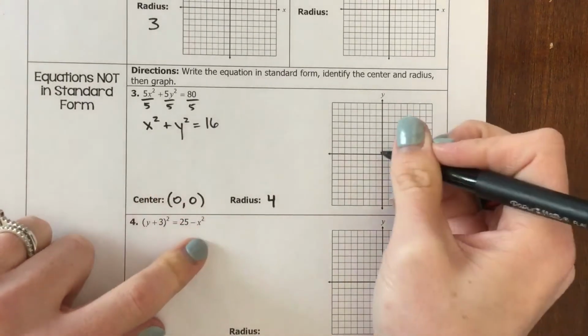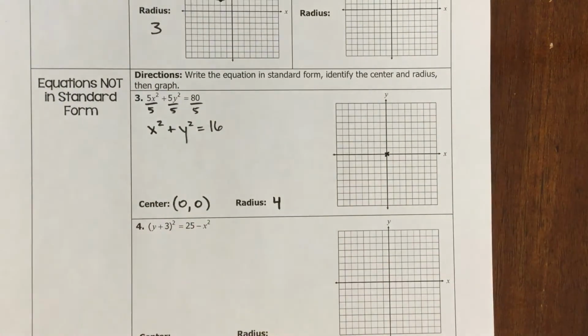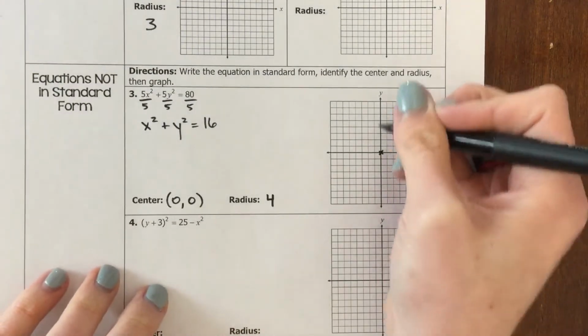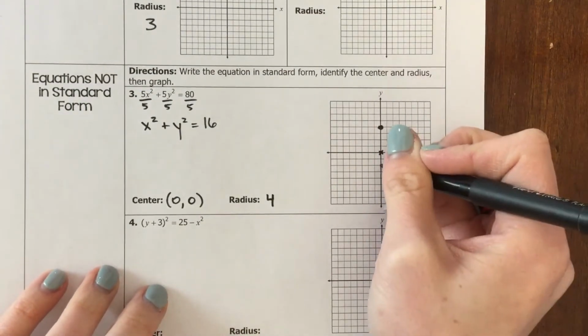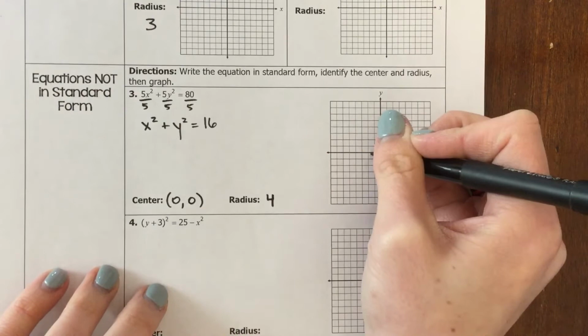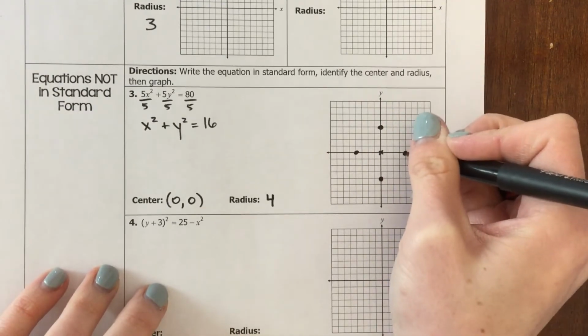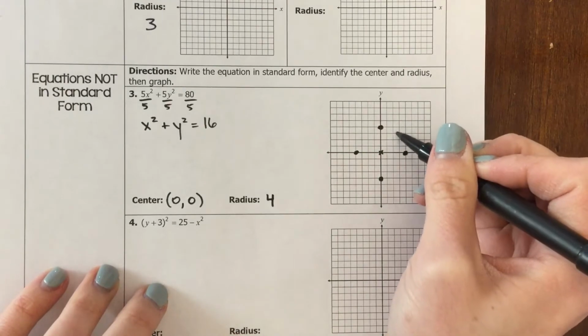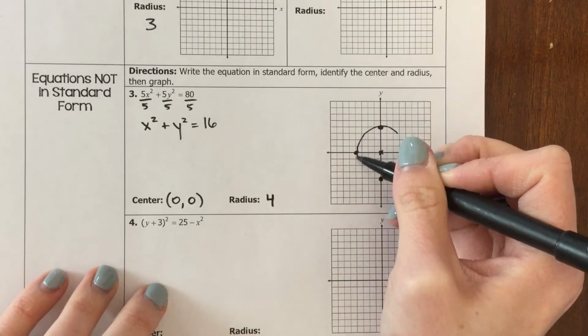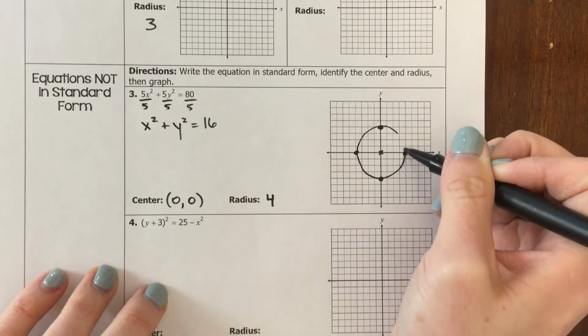It is centered at the origin, so just put a little mark right there. And then our radius is 4, so we are going to go 4 units up, down, 4 units to the left, and to the right. So our 4 points right there, we just connect the dots and make that into a circle.